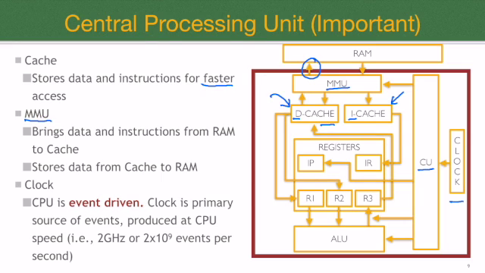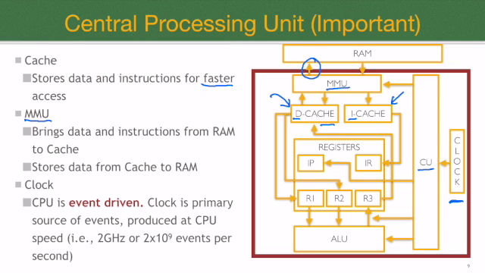Clock is the event generator of the CPU. So the CPU is an event-driven component. What does that mean? It means that the CPU cannot perform its operations on its own. Something else has to happen that will trigger the next operation of the CPU. And that something that will trigger the next operation is the clock. On every clock tick, the CPU performs one operation, or one set of activities.